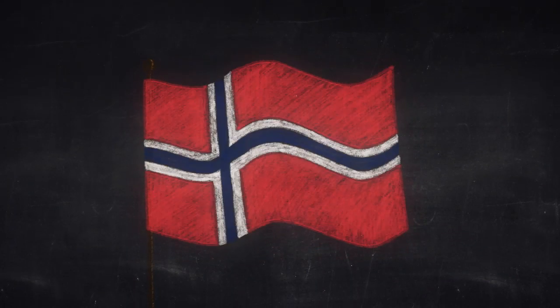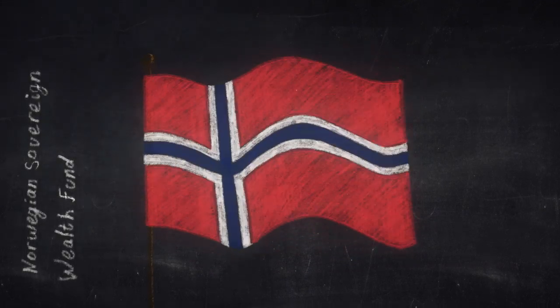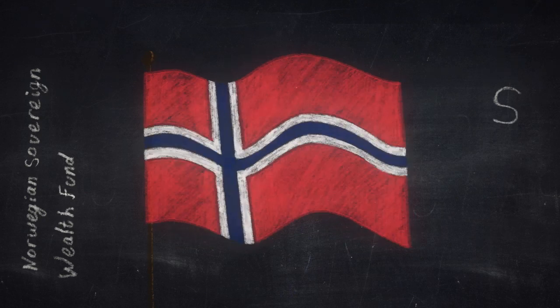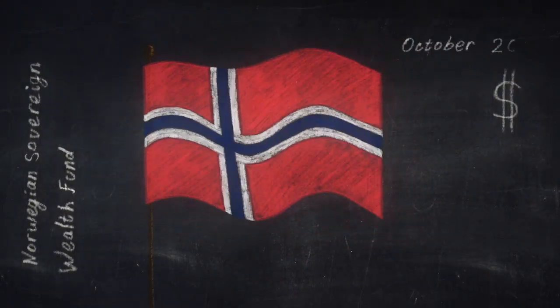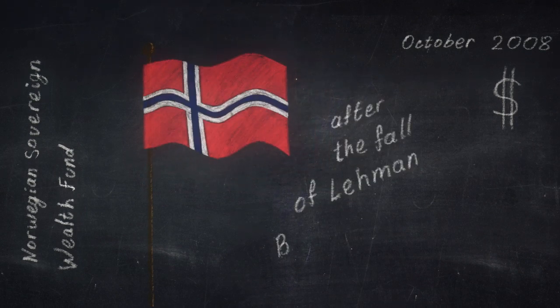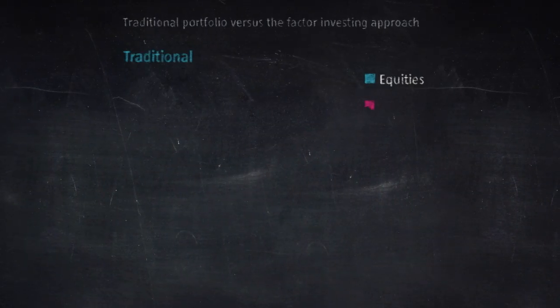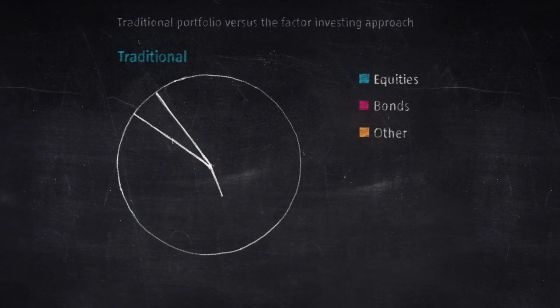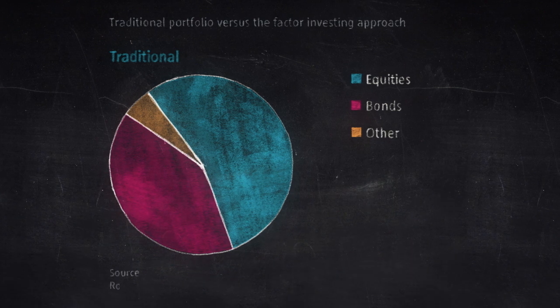Norway would become the starting point of a revolution. The Norwegian Sovereign Wealth Fund, which invests the country's oil and gas revenues, had a size of approximately $300 billion in 2008. In October 2008, just 1 month after the fall of Lehman Brothers, the fund had lost 17% of its value. By investing in stocks, bonds, real estate and private equity across different regions, the fund was supposed to be well diversified. A thorough investigation was commissioned.